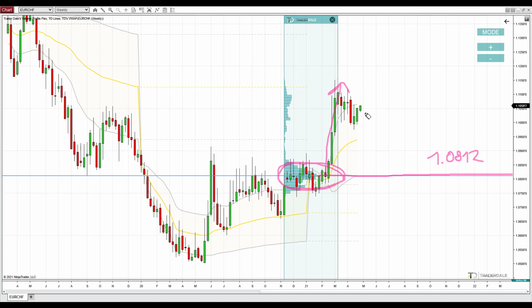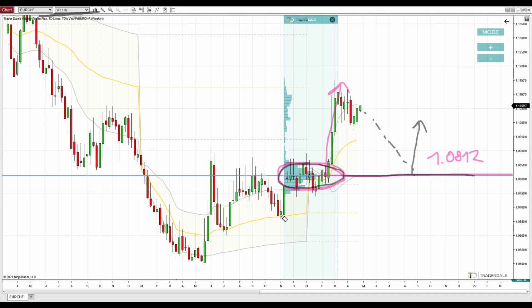So when there is a pullback, I expect the buyers from this zone to defend this area, which is at 1.0812 or somewhere around this area where the volumes were heavy, and to push the price upwards from there again, right? Now obviously you need to use pretty wide stop loss and pretty wide take profit for this one, because this is a swing trade based on weekly charts.